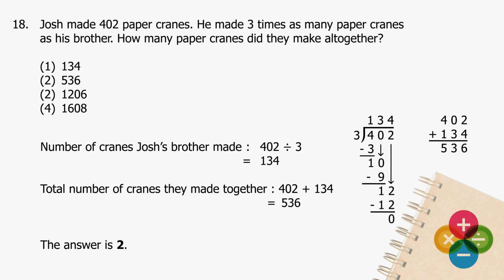The number of cranes Josh's brother made will be, divide 402 by 3, and the quotient is 134. The total number of cranes they made together will be, add 402 to 134, and the sum is 536. The answer is 2.